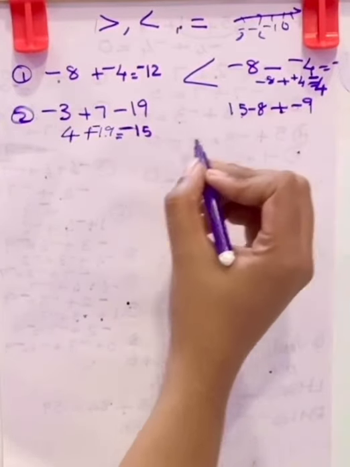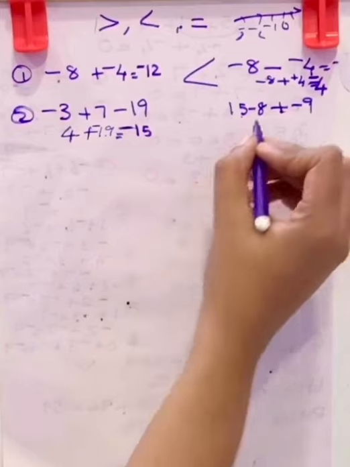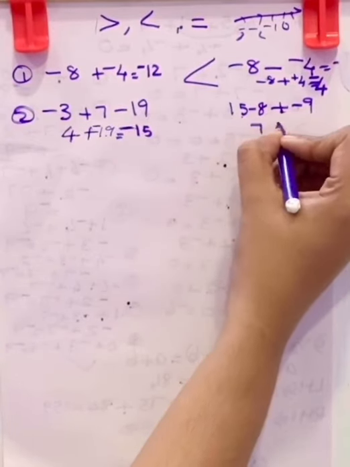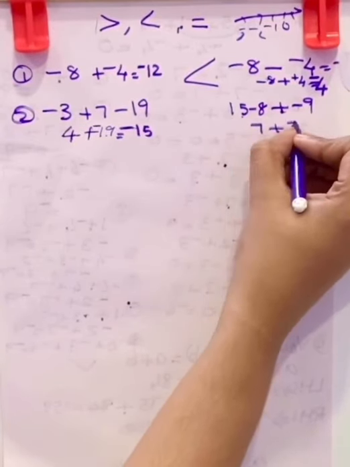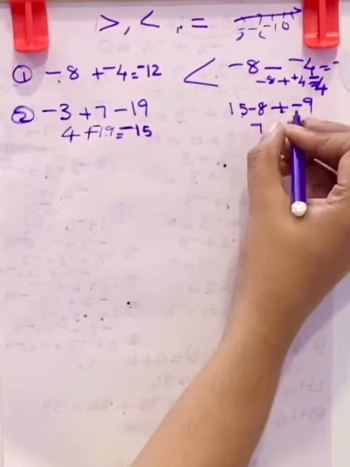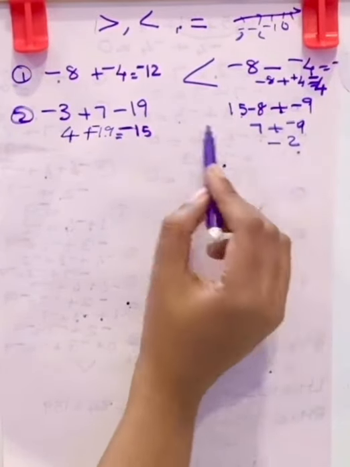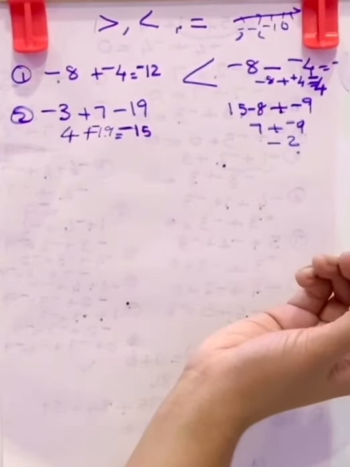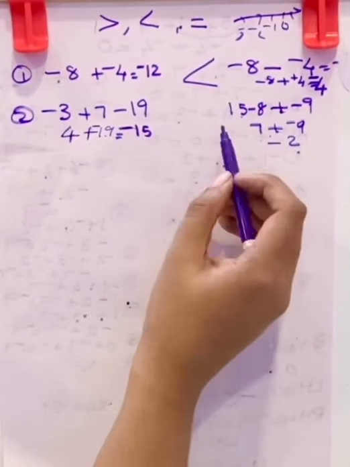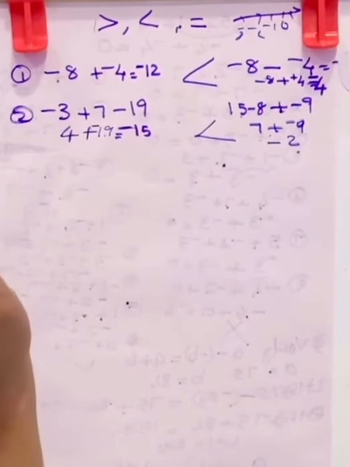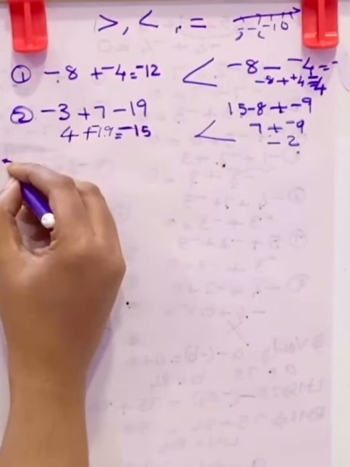Here 15 minus 8 is 7. Now plus minus 9, that is minus 2. Minus 2 and minus 15, which one is greater? Greater is this one. So again like this. Minus 15 is smaller number. Now third one.